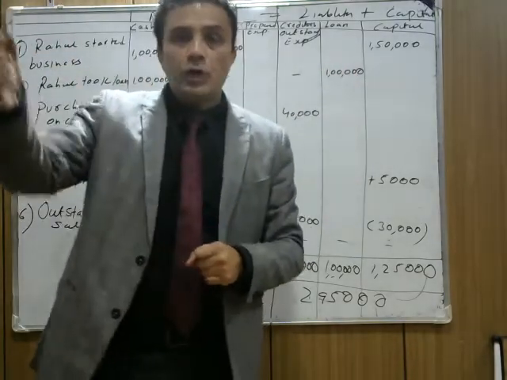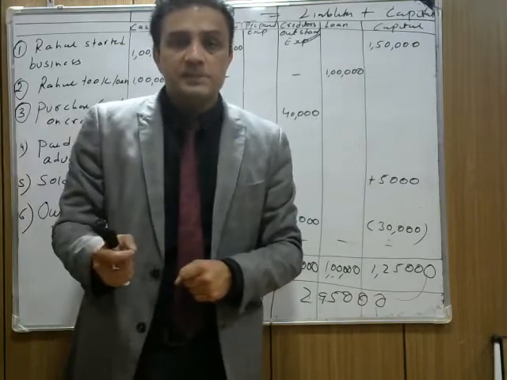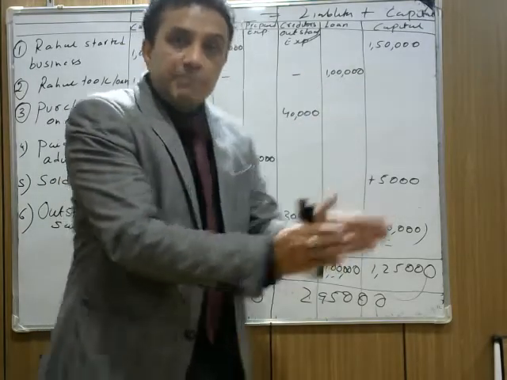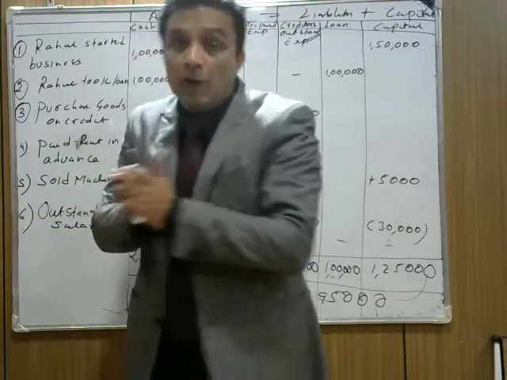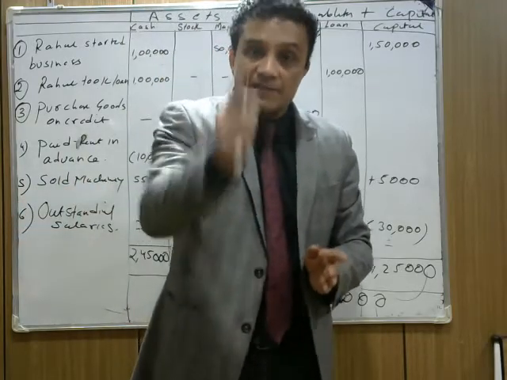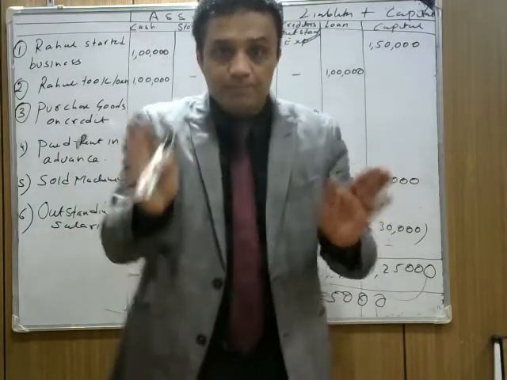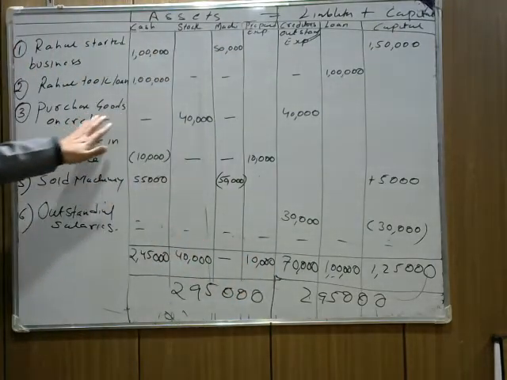Means when Rahul took a loan for the business purpose, it increased the asset but also increased the liability you have to pay. So this transaction affects asset and liability side. Understand them? Next transaction, you purchase goods on credit.